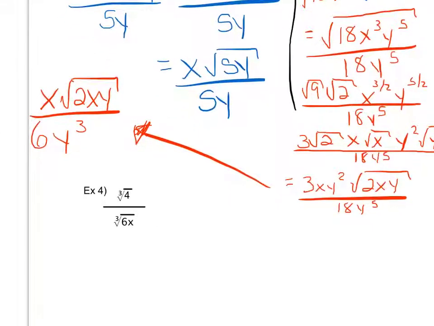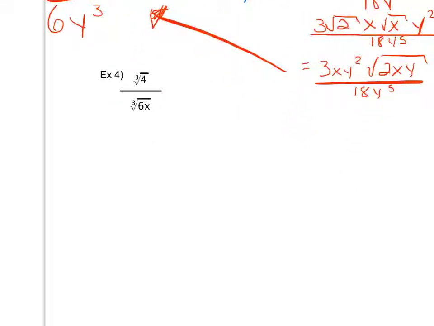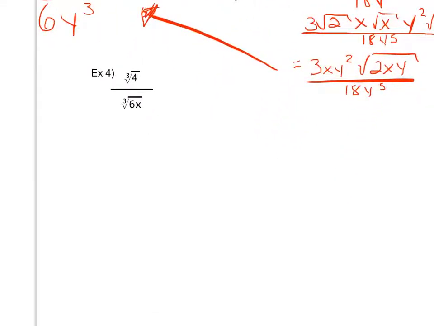Looking at one other type, I have here the cube root of 4 over the cube root of 6x. First thing I still do is check to see, can this be simplified? And I notice they can both be divided by 2, giving me the cube root of 2 all over the cube root of 3x. Now, before I go any further, I need to point something out.